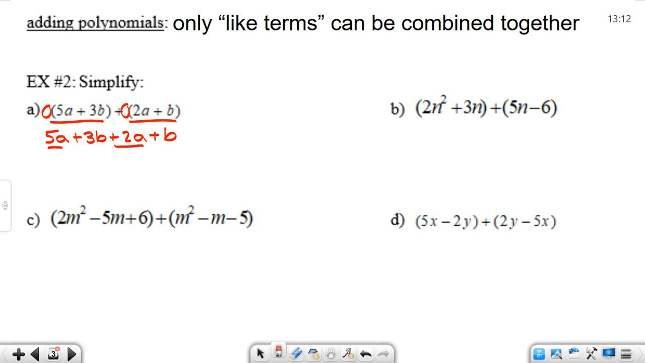I see 5a and 2a. So what I'm going to do is get those next to each other. And I'm going to do the same thing with my 2b terms. Now, guys, what I can actually do here is regroup these. Because in this first group, this 5a plus 2a, I'm going to factor out an a.